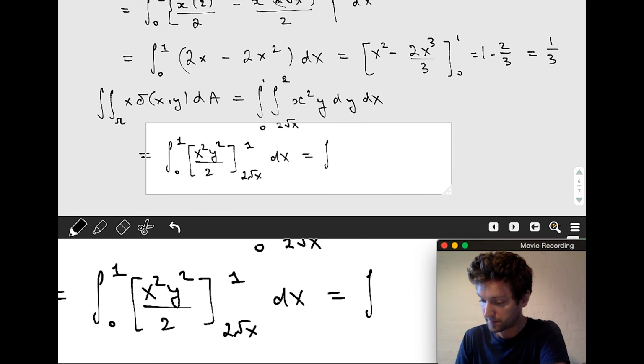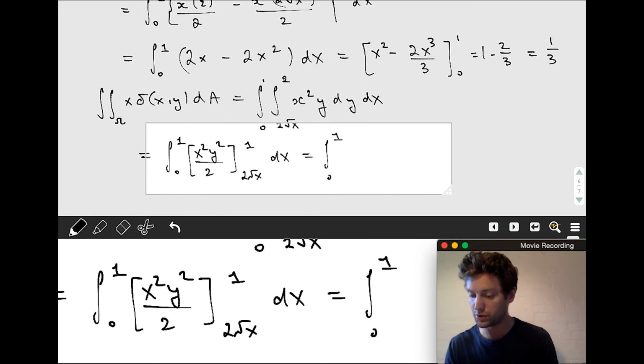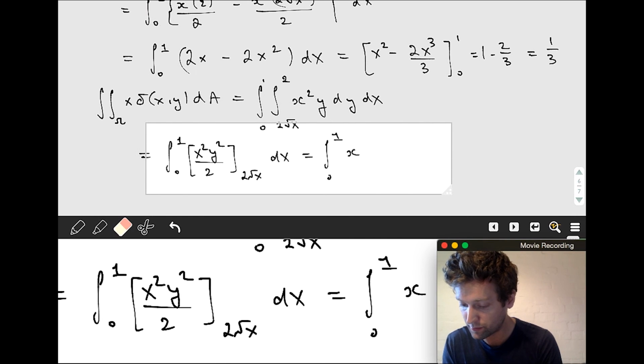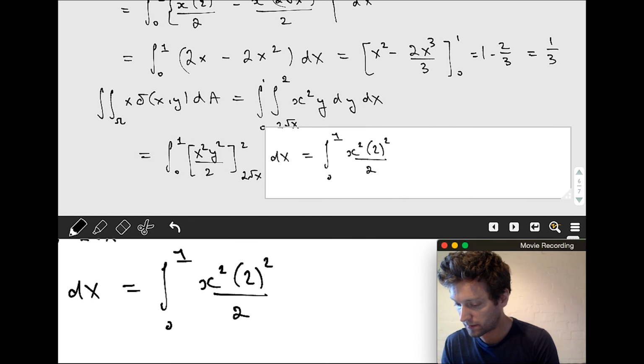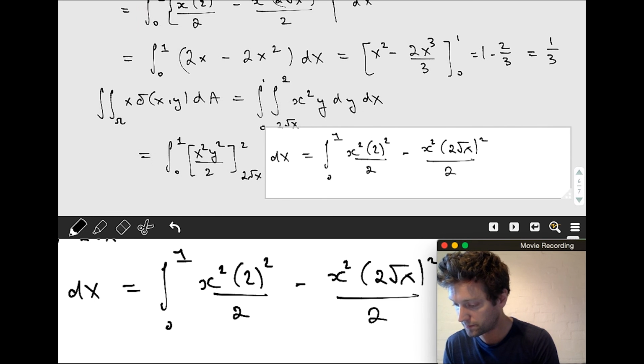That will give me, subbing in there, y is equal to 2 and 2 root x. So I'm going to get x squared times 2 squared over 2 minus x squared times 2 root x squared over 2.